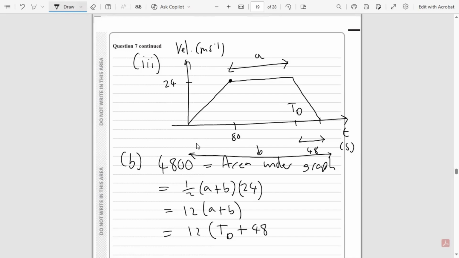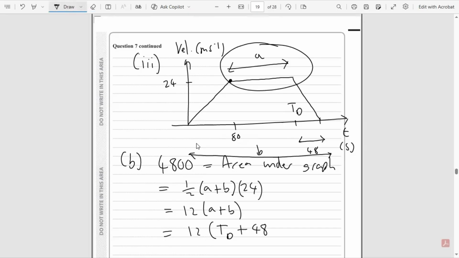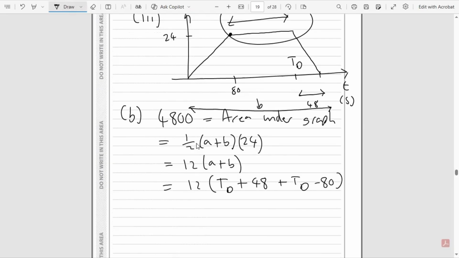And then we need to add on this A. So that A is the gap between the time of deceleration and 80. So in other words, TD minus 80 would be that height on the top there. So TD plus 48 and then plus the TD minus 80 for that gap that we are looking for. Perfect. So now what we can do is just simplify this. So 12, and then we have here 2TD, and then 48 minus 80 is going to give us minus 32 there.